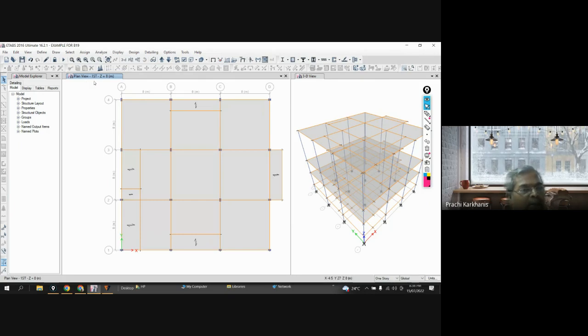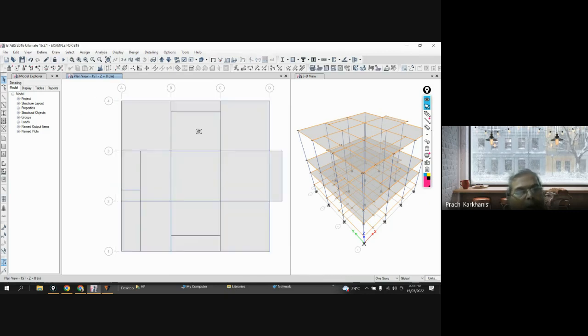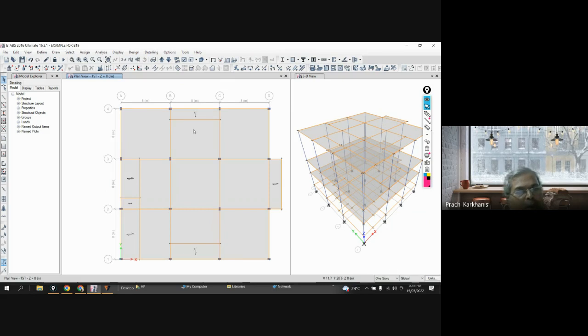This is the first story, and I will unlock it. And now after unlocking, if I want this as simply supported, how can I make it? See, I'm selecting it. So I have selected a beam. I have also selected this beam, I have also selected this beam, and I have also selected this beam.